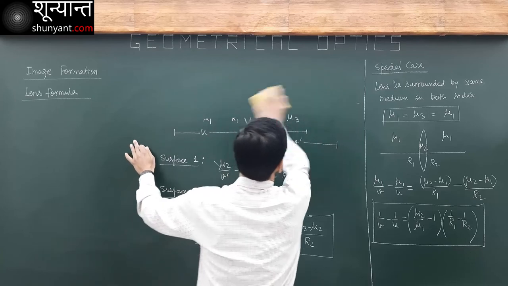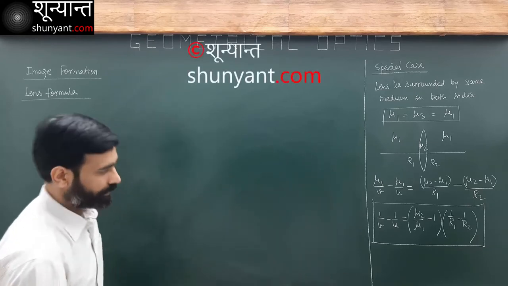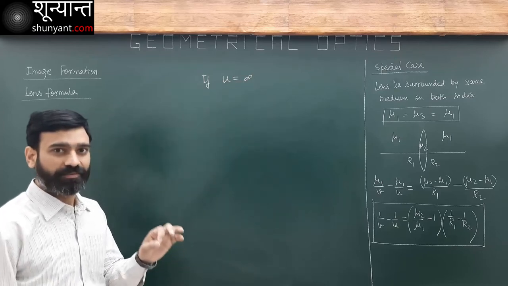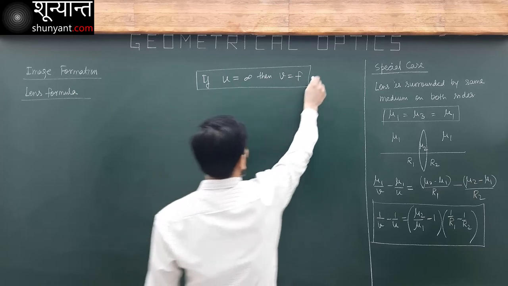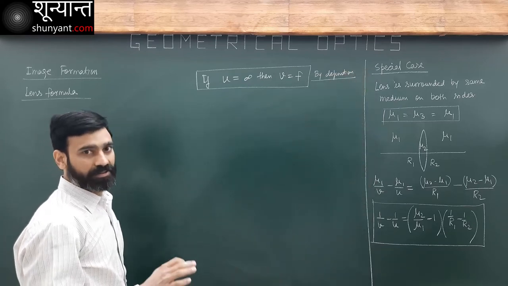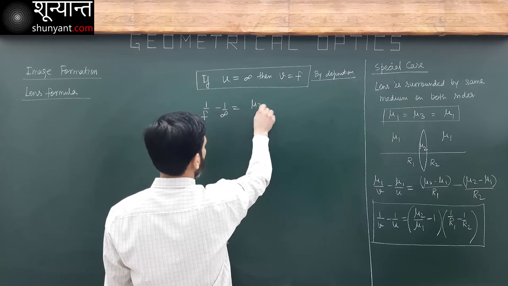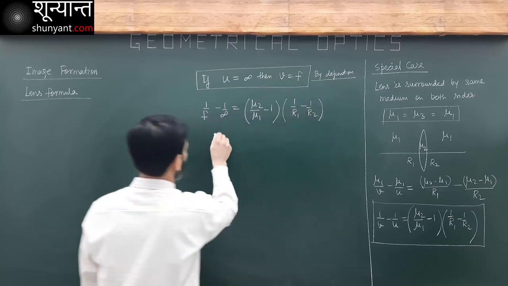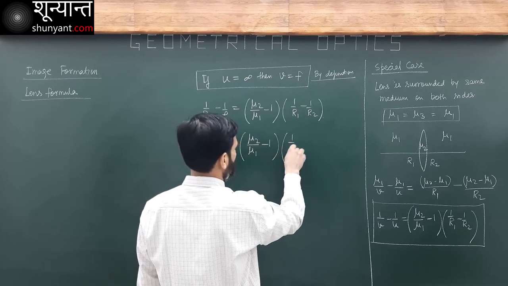Now I'm going to clean all this. If u is infinity, then v is equal to f by definition. Understand? That means 1 over f minus 1 over infinity is equal to mu 2 over mu 1 minus 1, times 1 over r1 minus 1 over r2. So 1 over f becomes mu 2 over mu 1 minus 1, times 1 over r1 minus 1 over r2.